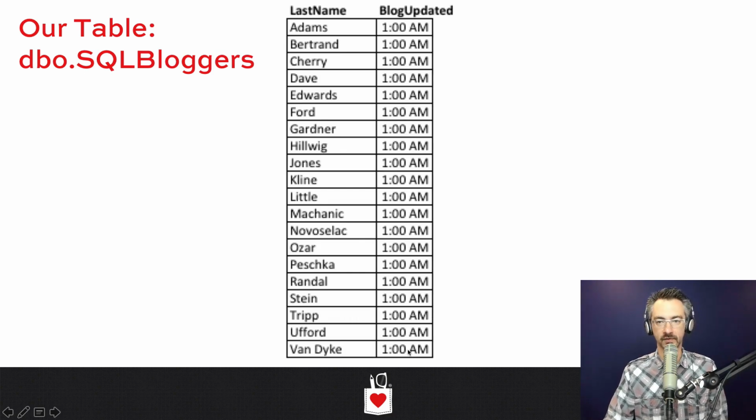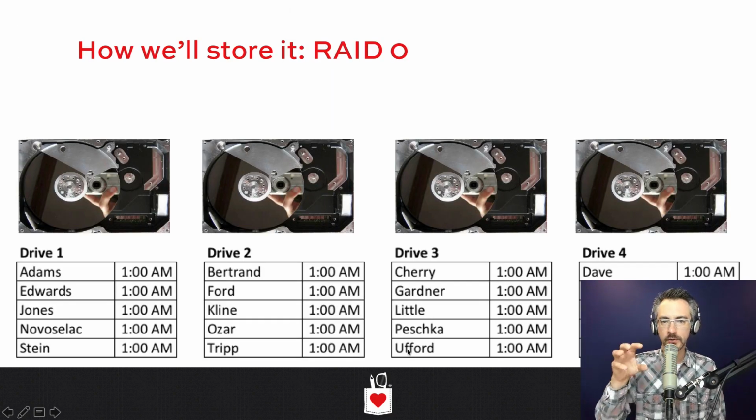And it has the last time that they updated their blog. To keep it simple, we had a blog party at 1 a.m. and everyone was invited. Now, the way that you usually lay this stuff out on disk is by striping it across lots of different hard drives. Say that I have 4 hard drives up, and you can see me taking a picture there of my open hard drive in the reflection of the hard drive platter.